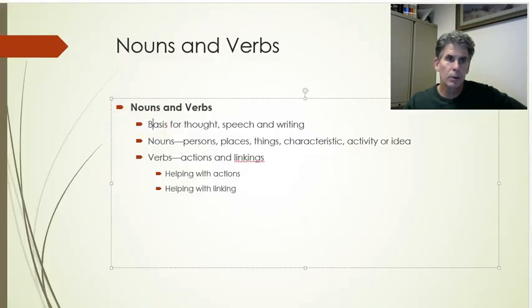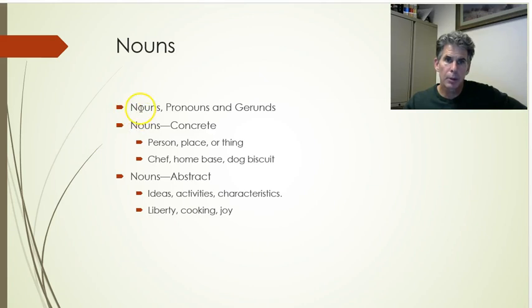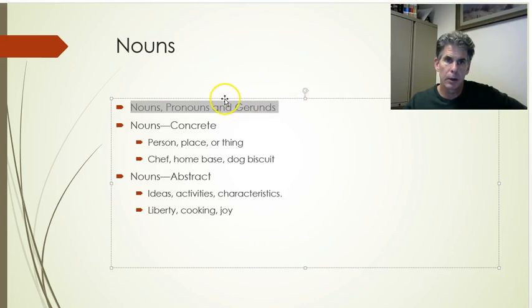I'm going to put nouns, pronouns, and gerunds in the same category. We're going to call all of them essentially nouns, because they're all going to function the same. Gerunds can be subjects, they can be objects, they can even be objects of prepositions. We're going to get to that later.